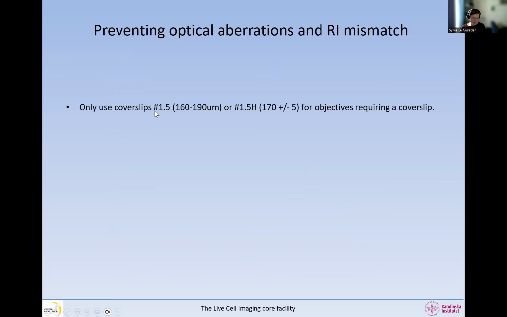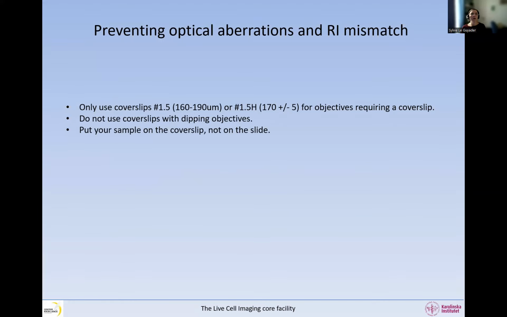We use the correct cover slips, either 1.5 or 1.5H, which have an even better precision. We do not use cover slips with dipping objectives. They are designed to have no cover slips, so don't use them with cover slips. You put your sample on the cover slip directly, not on the slide. So you put your sample on the cover slip, you add the mounting medium, then you mount it with the slide. So your sample will look the same, but the sample will be against the cover slip.